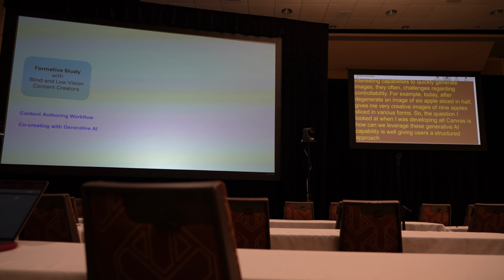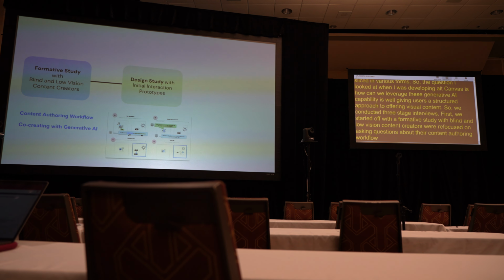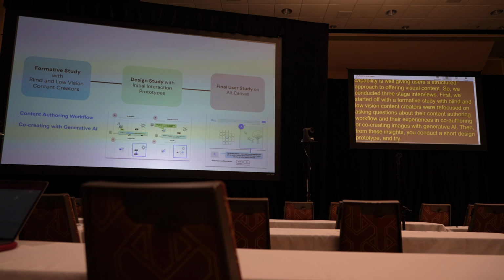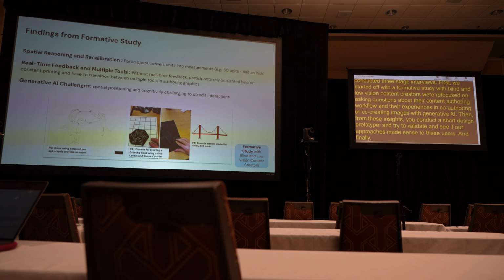So we conducted 3-stage interviews. First, we started off with a formative study with blind and low vision content creators, where we focused on asking questions about their content authoring workflow and their experiences in co-authoring or co-creating images with generative AI. Then from these insights, we developed a short design prototype and tried to validate if our approaches made sense to these users. And finally, we developed our last system, AltCanvas, and tested it on users.